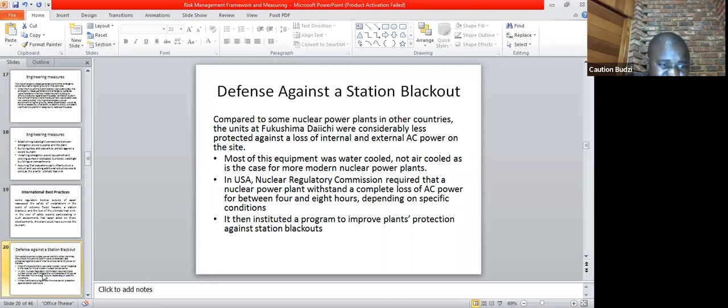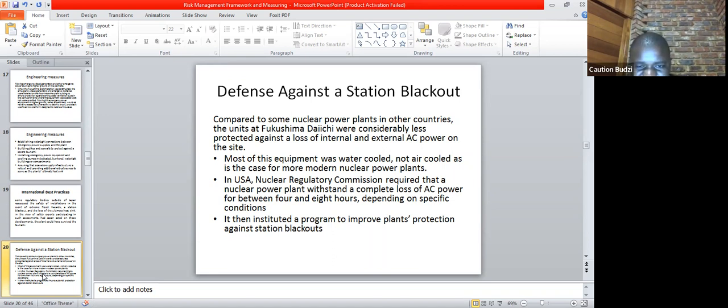So the international best practices propose that they should build a defense against a station blackout. Compared to some nuclear power plants in other countries, the units at Fukushima Daiichi were considerably less protected against the loss of internal and external power on the site. Most of this equipment was water-cooled and not air-cooled, as in the case of more modern nuclear power plants, as is also suggested by different regulatory authorities.